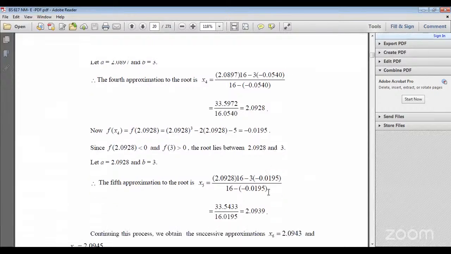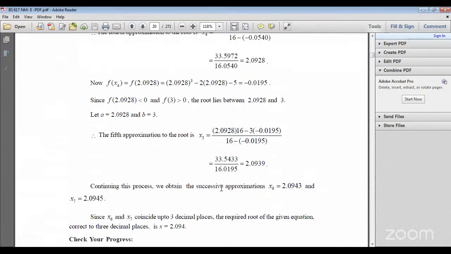So f of x4, f of 2.0928 whole power cube minus 2 into 2.0928 minus 5 is minus 0.0195. So another one, f of 2.0928 less than 0, f of 3 greater than 0. The root lies between 2.0928 and 3. A is equal to 2.0928, B is equal to 3. The fifth approximation x5 is equal to 2.0928.